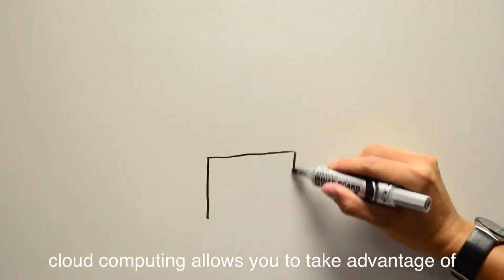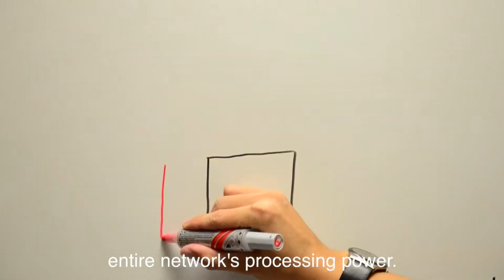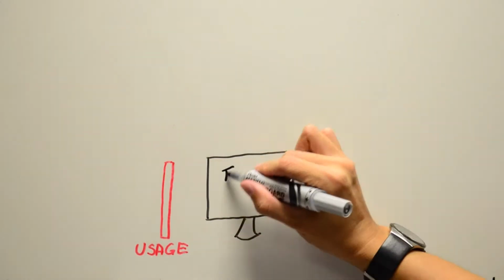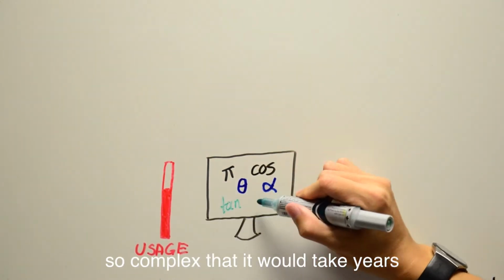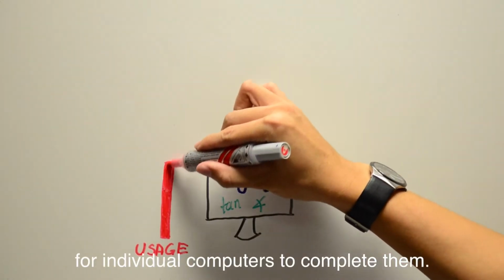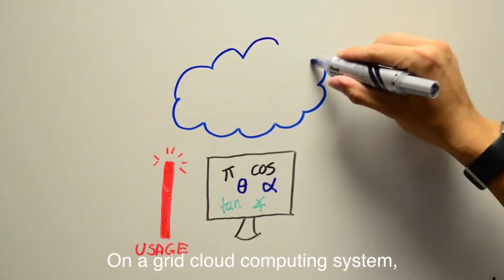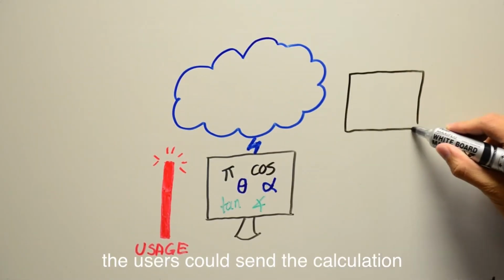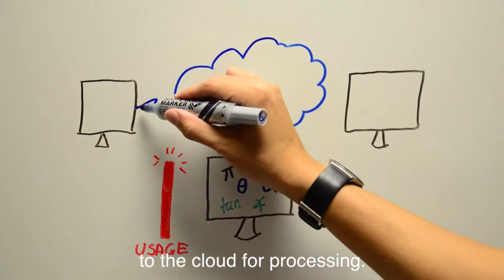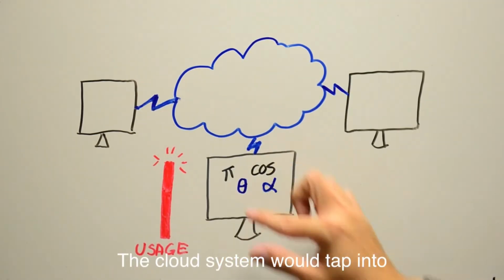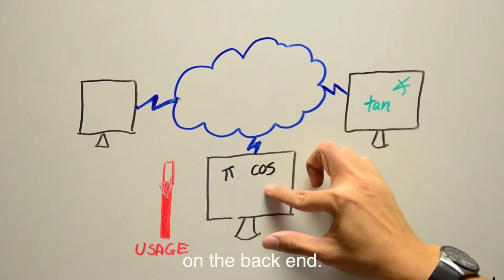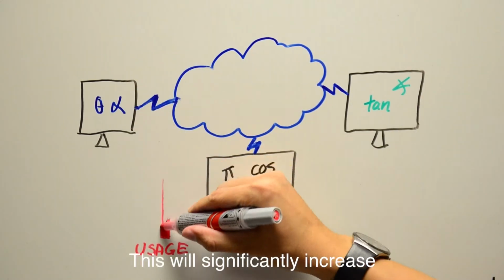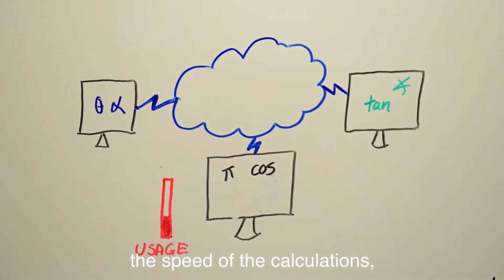Lastly, cloud computing allows you to take advantage of entire networks' processing power. Often, scientists and researchers work with calculations so complex that it would take years for individual computers to complete them. On a grid cloud computing system, the users could send the calculation to the cloud for processing. The cloud system would tap into the processing power of all available computers on the back end. This will significantly increase the speed of the calculations, lightening up the load on the user's computer.